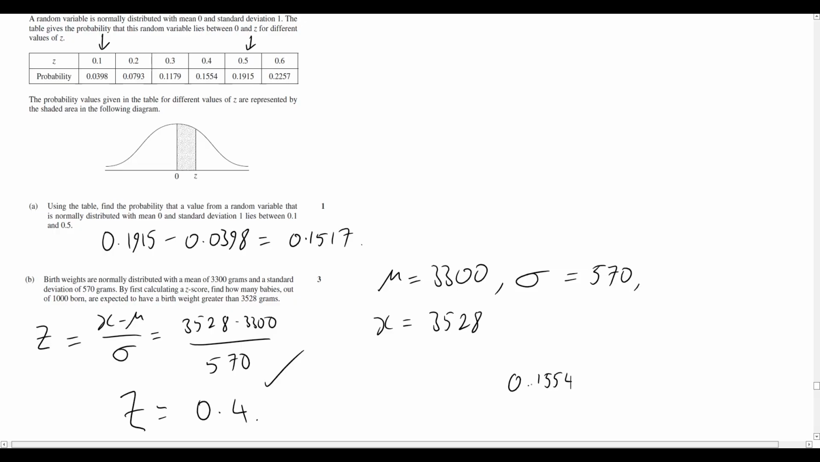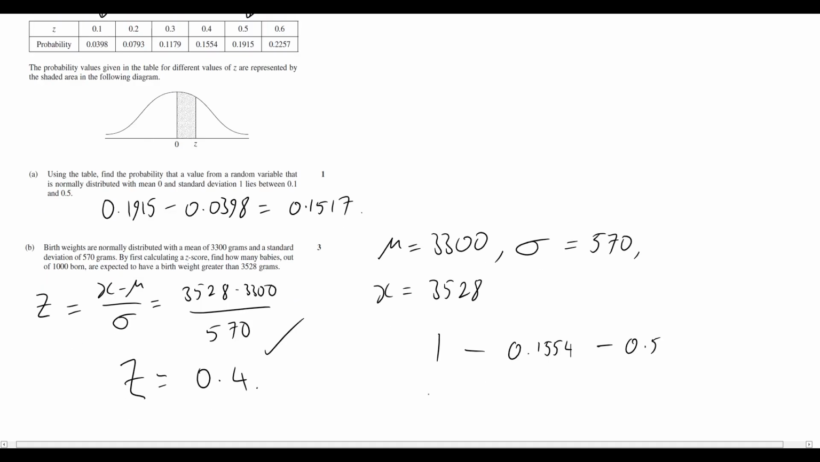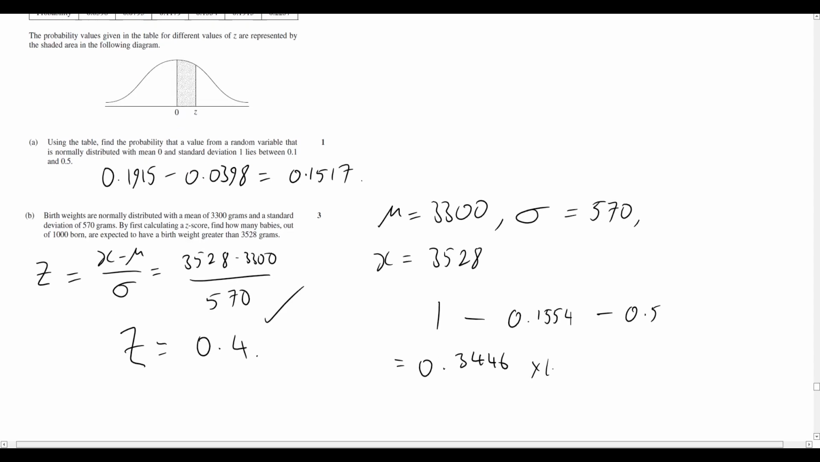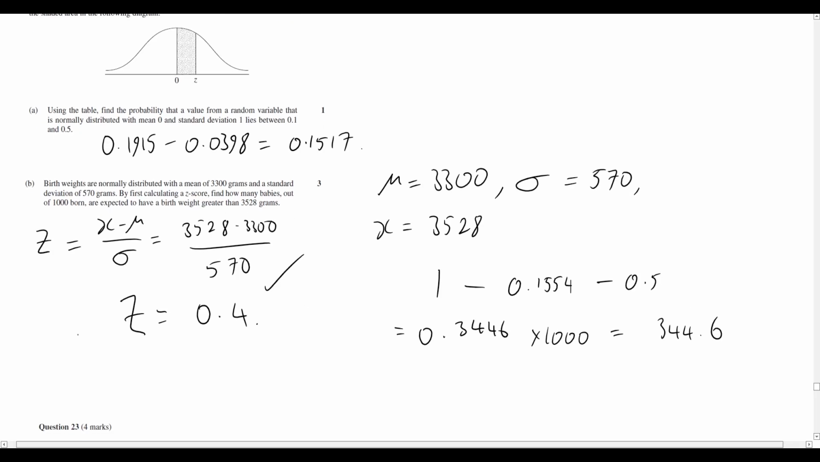0.1554. And so what we know is that we're going to be essentially subtracting the area left of z from 100%. So we can say that the probability is going to be equal to 1 minus 0.1554 minus 0.5, since we're now including everything left of the mean as well. So what we get then is a value of 0.3446. Now all we need to do is times that by 1,000, because the question is asking out of 1,000 babies born, and so then we'll get a value of 344.6.